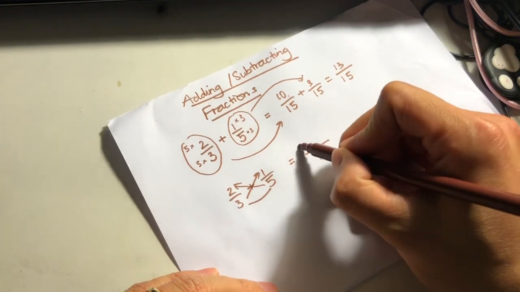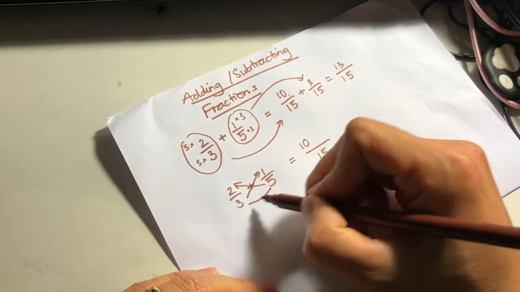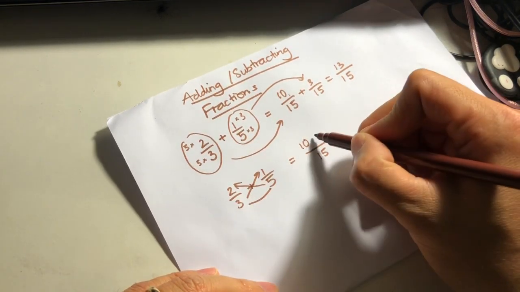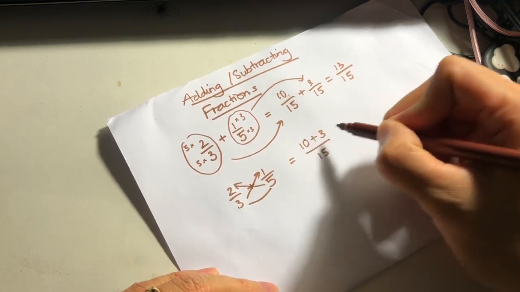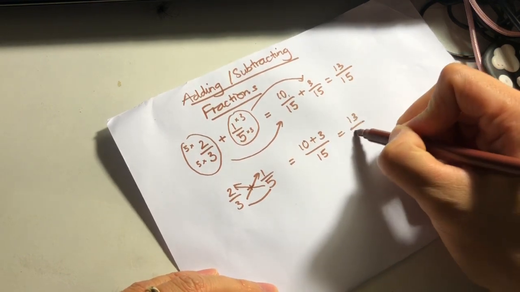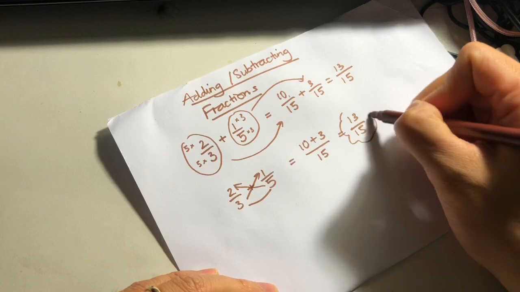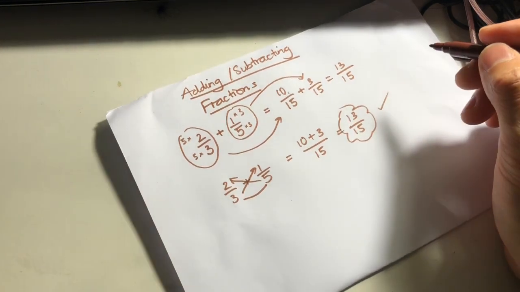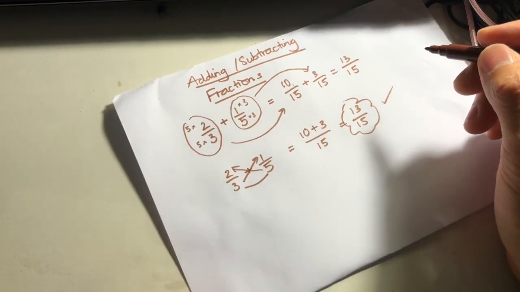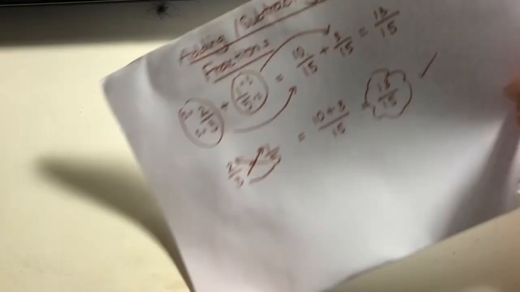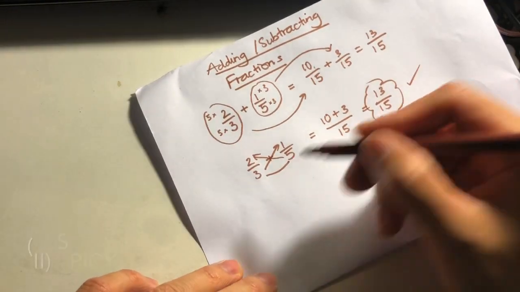2 times 5 is 10. So do this one first. And then 3 times 1 is 3. Then put a plus in between. Boom. You see? Same answer. Easy peasy. Alright. So let's talk a little bit about the second method with the letters.